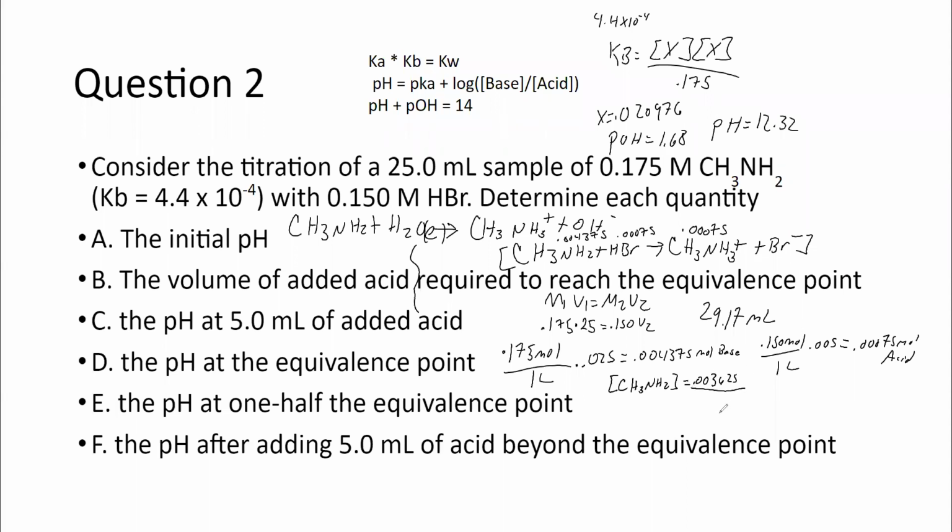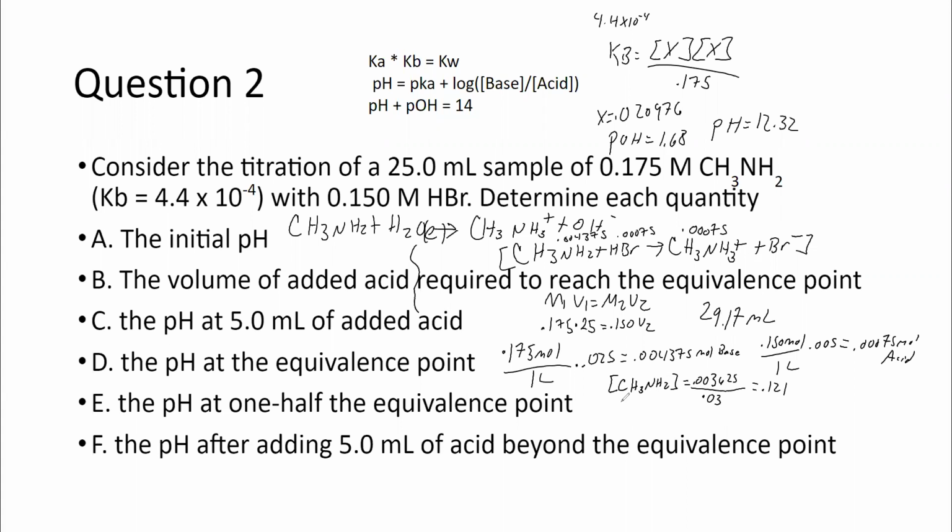And to get a concentration, we have to divide it by our volume. Well, I started with 25 mL of base. I just added 5 mL. So my volume is 0.03 liters. So let's take that divided by 0.03. My concentration now is 0.121. We're going to do the same calculation for my conjugate acid, because basically when we add acid, we're making a buffer, right?